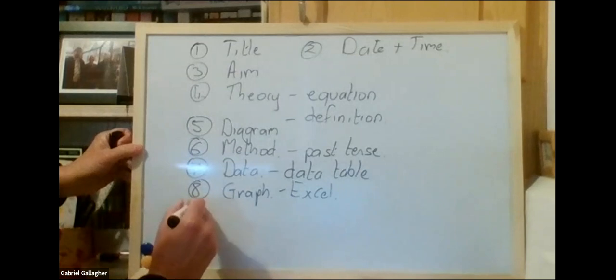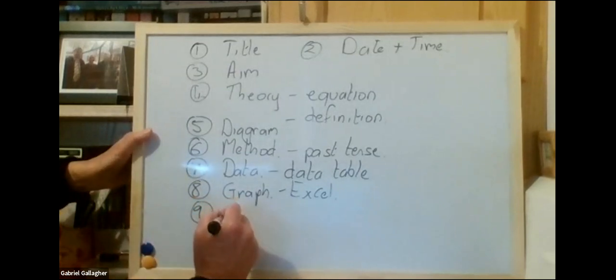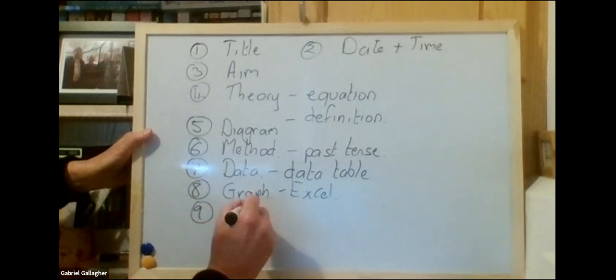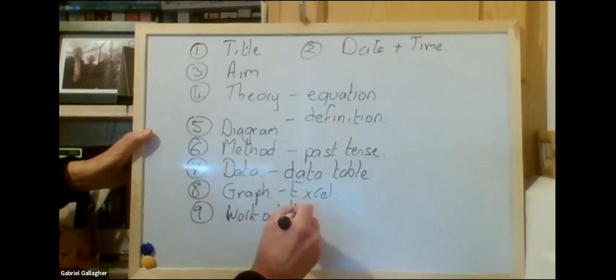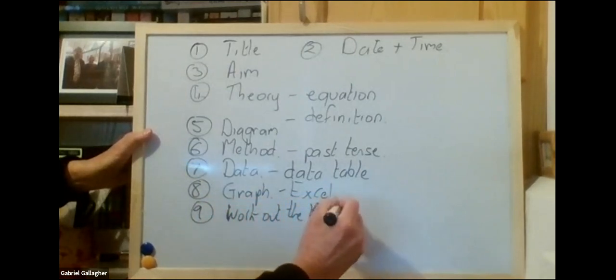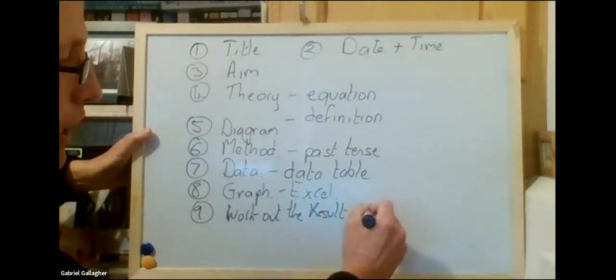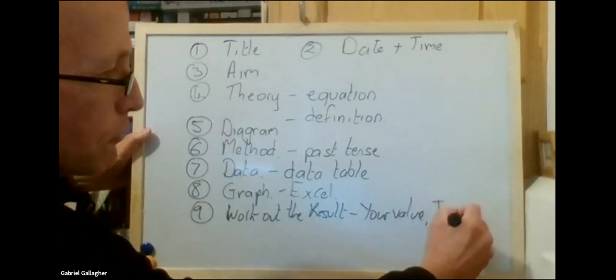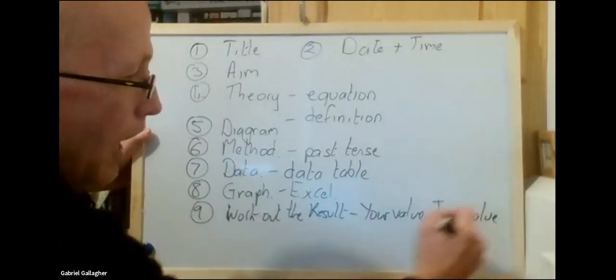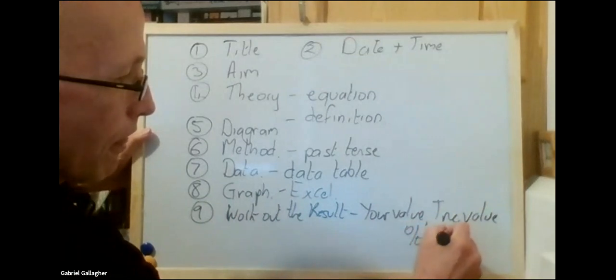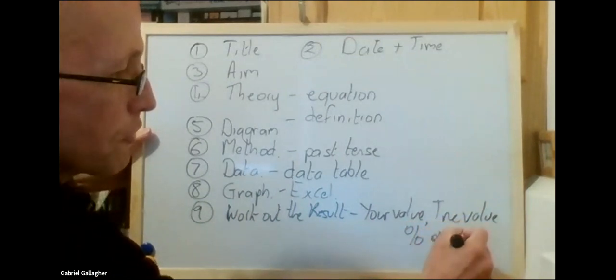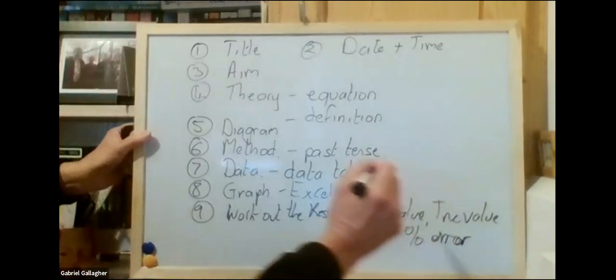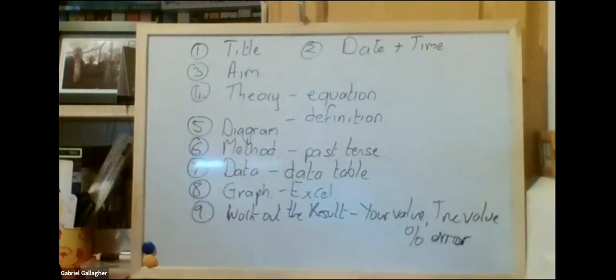Once you've got the graph, you normally work out the result. You get your value. You say what the true value is, and you work out a percentage error. Now I will give you the true value, at the time of the experiment. And percentage error is a very simple calculation. We're going to do an example of that in a moment.